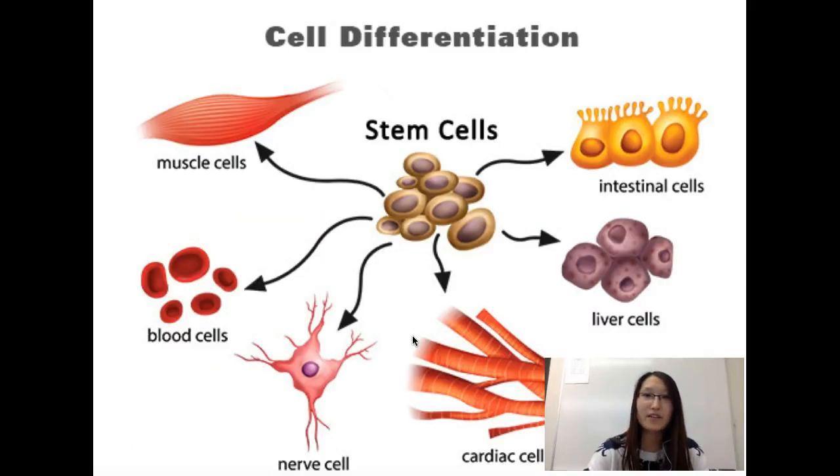The last one is called differentiation, something that we mentioned before. Stem cells are undifferentiated, unspecialized cells, which means they don't have a specific job and they don't have a specific function and structure quite yet. But then stem cells can differentiate into specific types of cells that have very distinct shapes, structures, functions, and locations in the body.